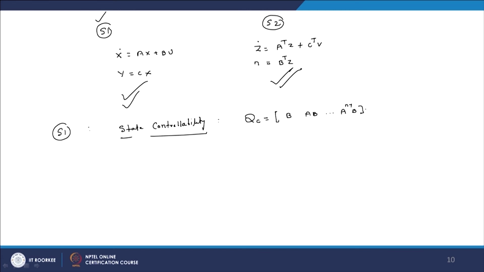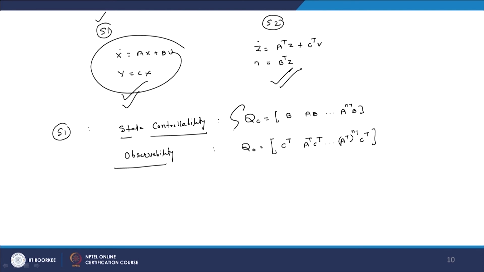Then observability for this system S1, that is Q naught. Q naught equal to, observability means we have to write C transpose, A transpose C transpose, and this process repeated we can write down as A transpose raised to n minus 1 C transpose. So now these are the controllability and observability equations for this particular system.